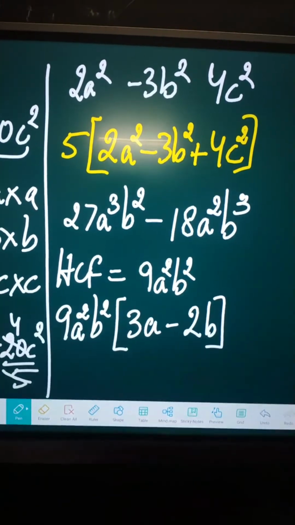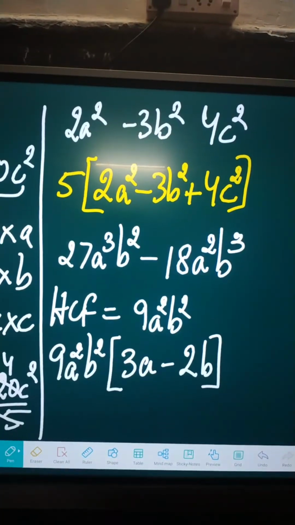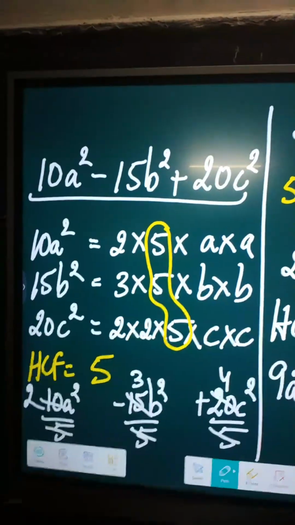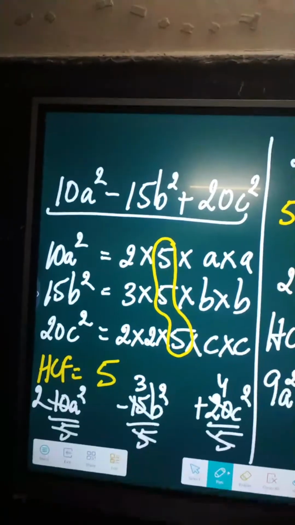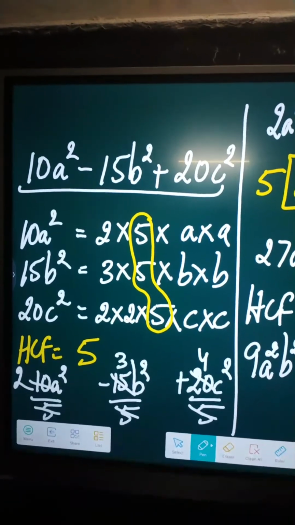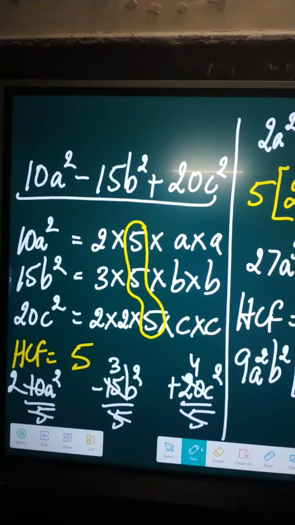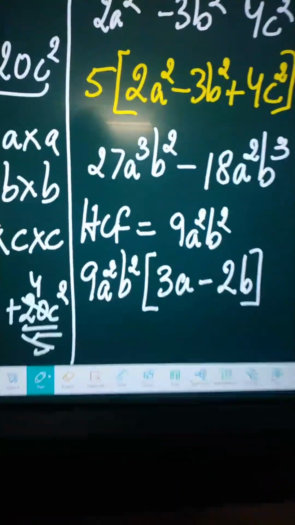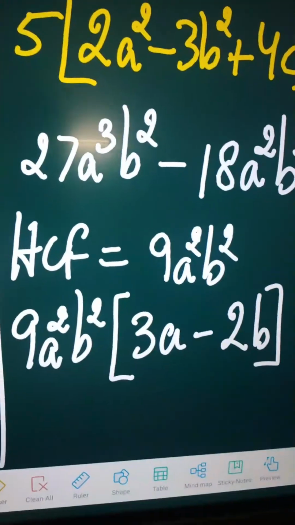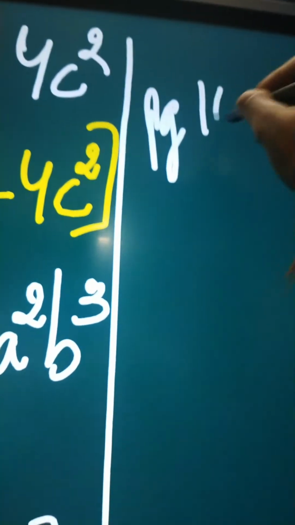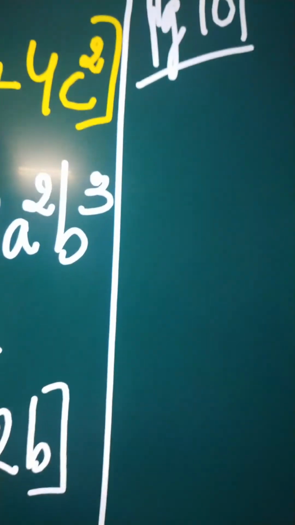Okay, so the method of taking common is done the way I have explained just now. You can revise the method I have explained here also. In the previous class also I had explained how to take the HCF. After finding the HCF, we do what is done here. So we are doing page 101. This is page 101, and try yourself.